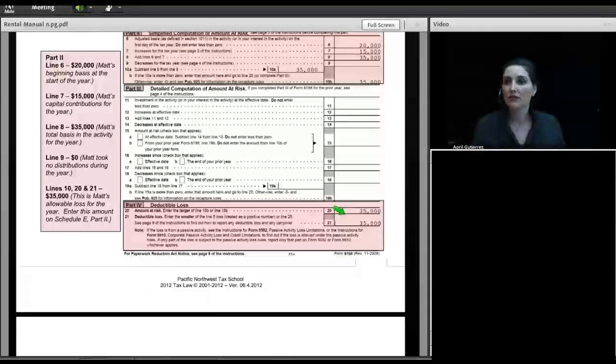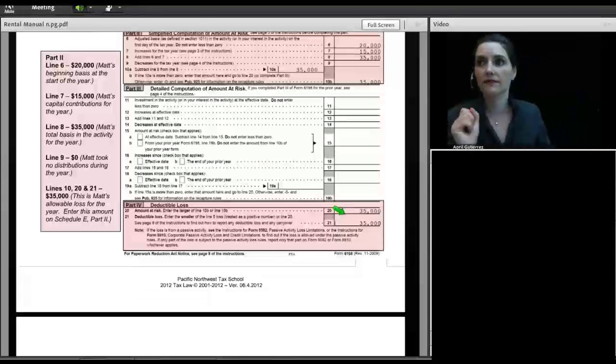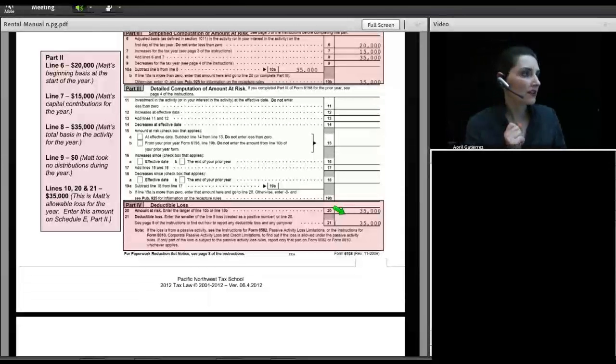And after he claims this deduction, his at-risk amount is now 0. So that would be part of the basis calculations we're tracking for him. He's going to have a $15,000 loss carry forward to the next year. And in that next year, he can either contribute more money, or possibly the corporation will realize a profit that can be used to offset that loss, but that has to be tracked year to year.